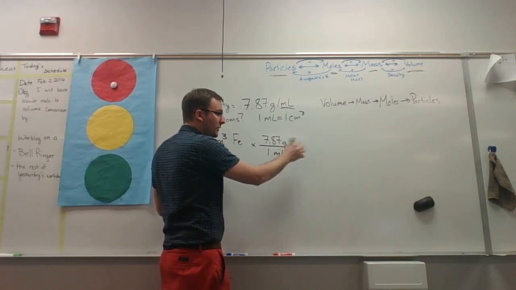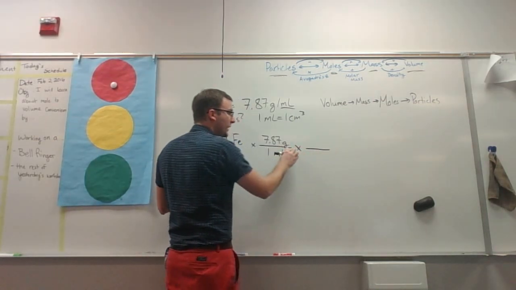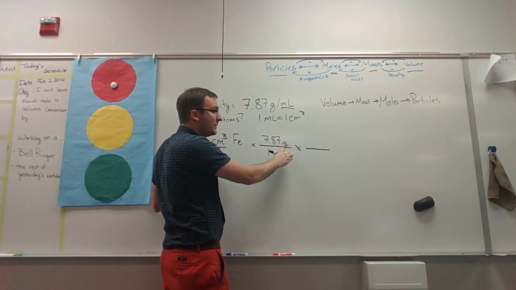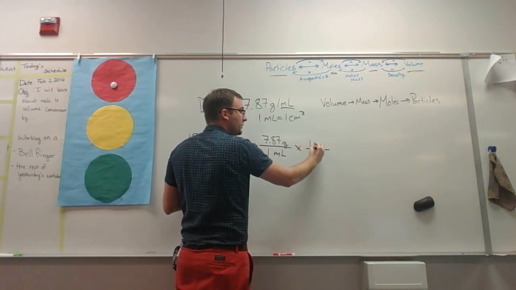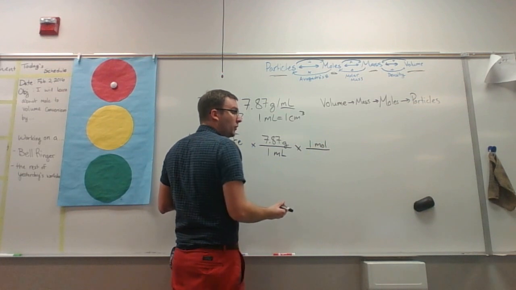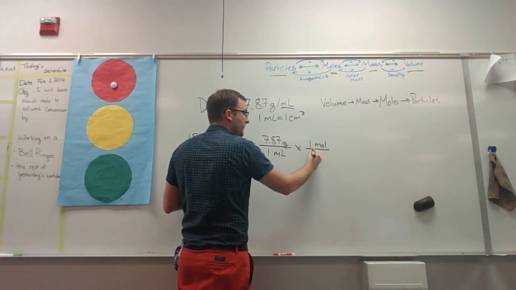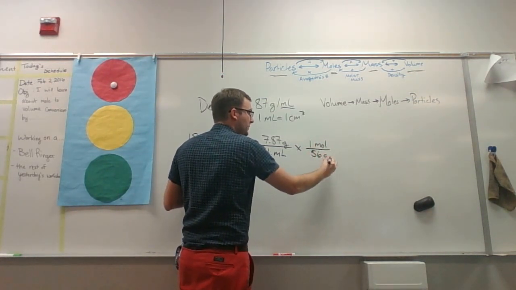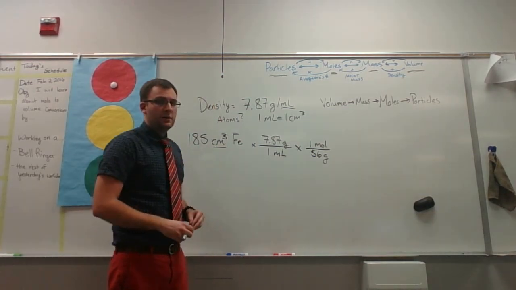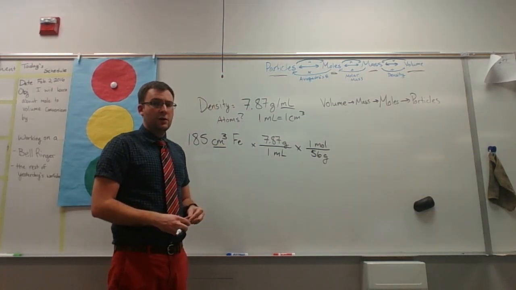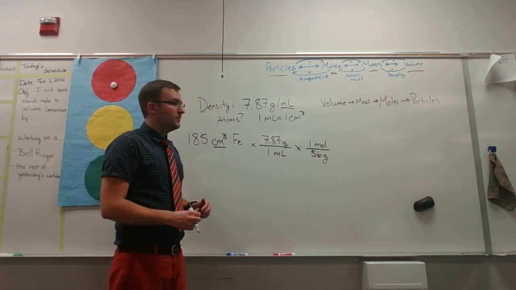So my grams are here. That means I want to cancel out my grams. I don't want grams anymore. I want moles. So 1 mole goes above the line, 56 grams goes below the line. That's 56 grams of iron per 1 mole.